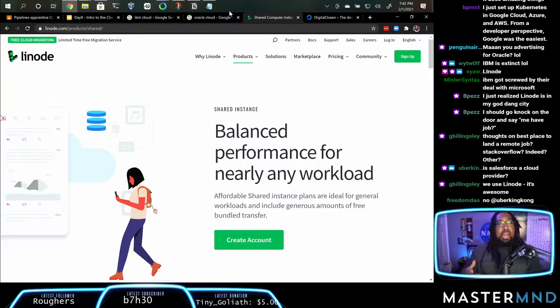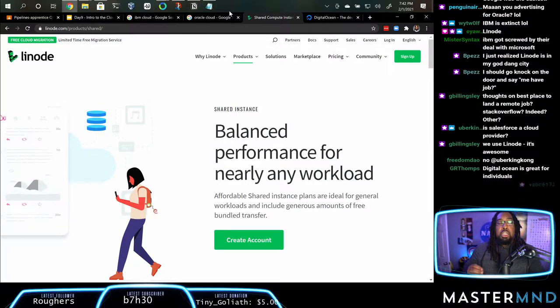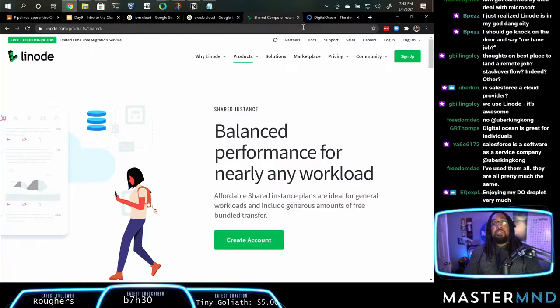Yes, AWS and Azure and all this stuff, they do a bunch of stuff that's great, but you generally have to know a lot more. There's a much larger learning curve to know how to use them effectively, and it's not always a thing to do when you're working on your own thing. Exactly, for individuals, DigitalOcean is great for individuals. 100% agree. So is Linode.